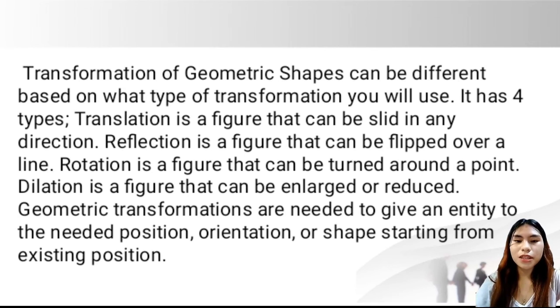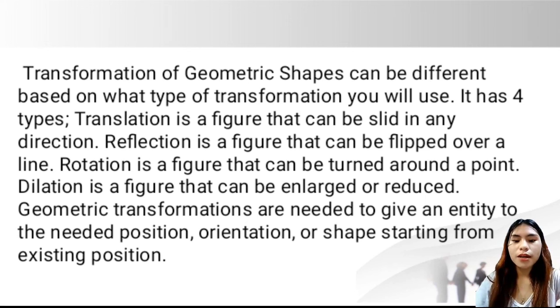Transformation of geometric shapes can be different based on what type of transformation you will use. It has 4 types. Translation is a figure that can be slid in any direction. Reflection is a figure that can be flipped over a line. Rotation is a figure that can be turned around a point, while dilation is a figure that can be enlarged or reduced.